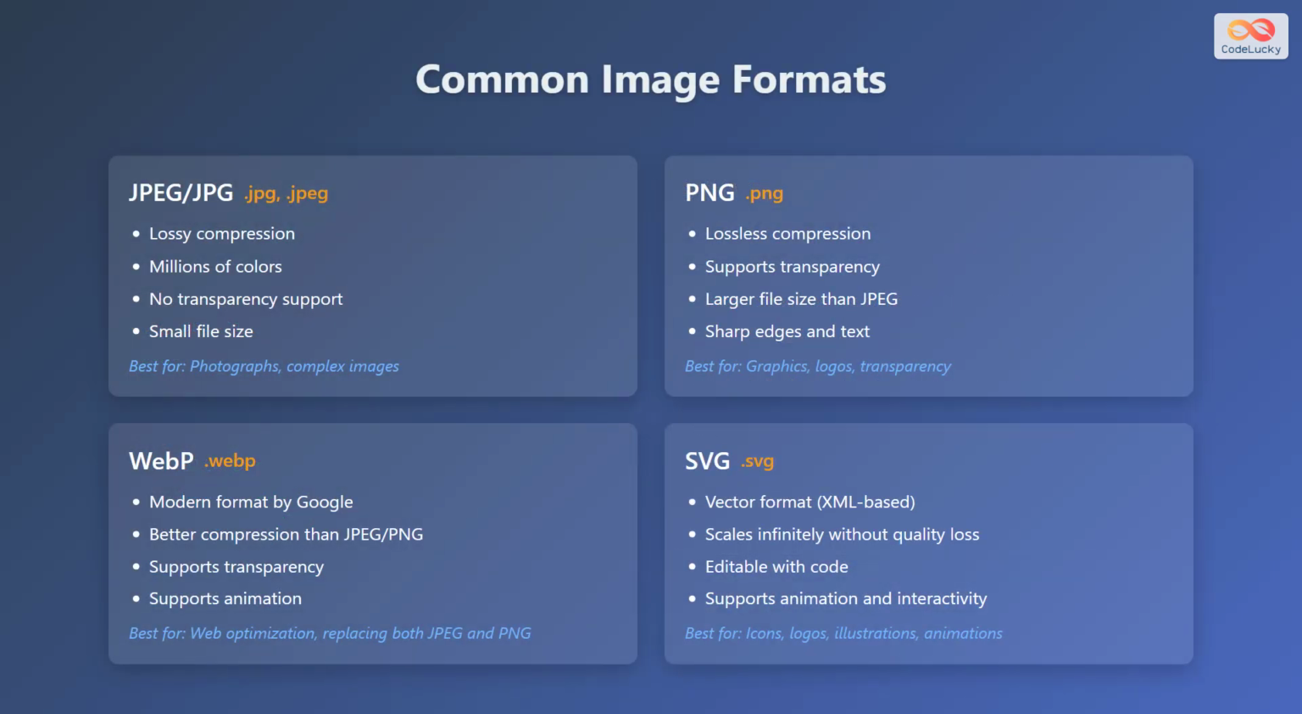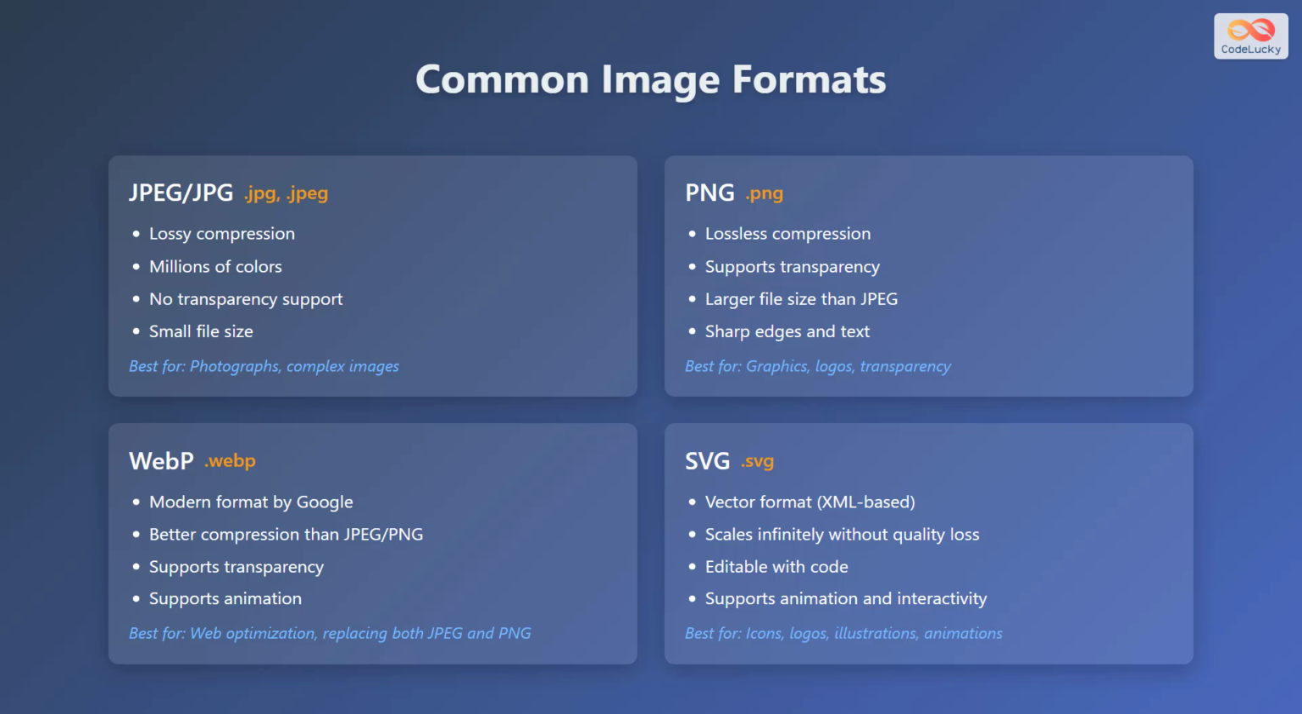It's important to choose the correct image format to ensure optimal display and file size. Here's an overview of common image formats. JPEG or JPG format uses lossy compression and supports millions of colors, but does not support transparency. It is best used for photographs and complex images.